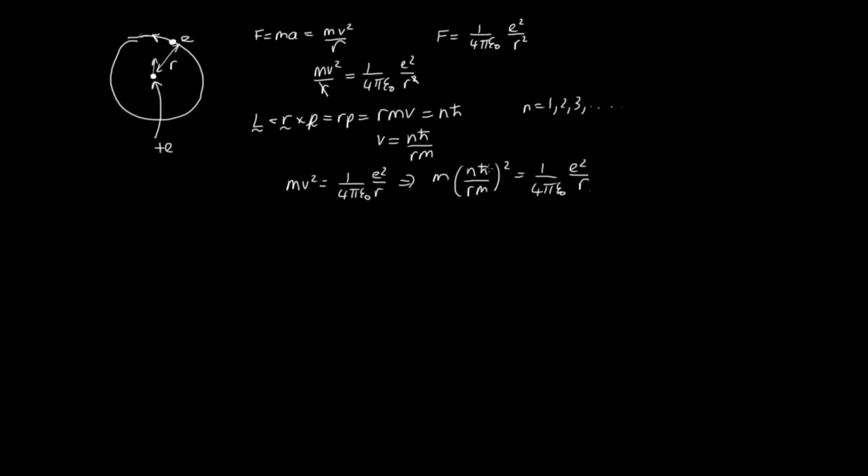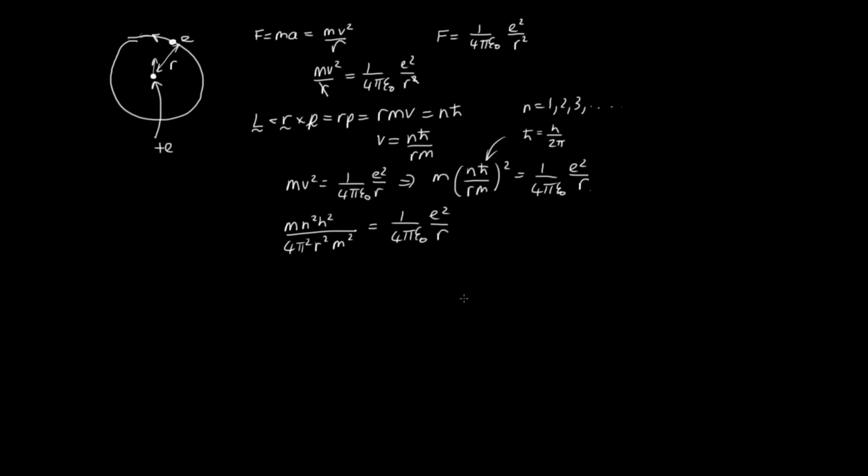Expanding these brackets, h bar is equal to h over 2 pi. We'll replace the h bar with h because we've got a 4 pi here, so we'll end up with some cancellation. So we have m times n squared times h bar squared, which is equal to h squared over 4 pi squared. So these combined are h bar squared, and then we've got an r squared, m squared, and this is equal to 1 over 4 pi epsilon naught e squared on r.